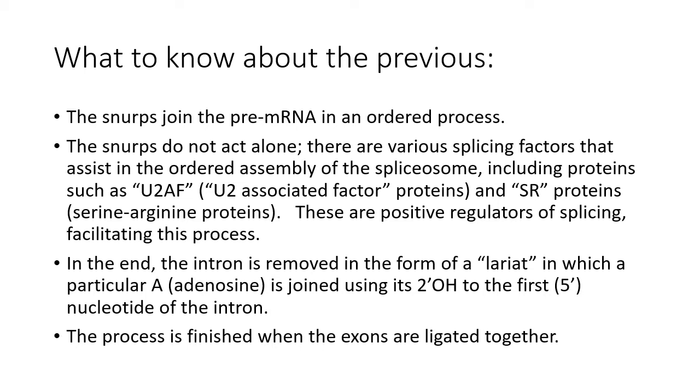One is the U2AF or U2 associated factor proteins, which facilitate the process. There's also the SR proteins, serine-arginine proteins, named after their abundance of those amino acids. These are also positive regulators of splicing. But in the end, we remove the intron in the form of a lariat, in which the particular A at the branch point is joined using its 2' OH to the first nucleotide of the intron. So the process finishes when the exons are ligated together. And of course, most RNAs have multiple introns, so this process would occur repeatedly during the course of preparing a pre-mRNA for eventual translation.